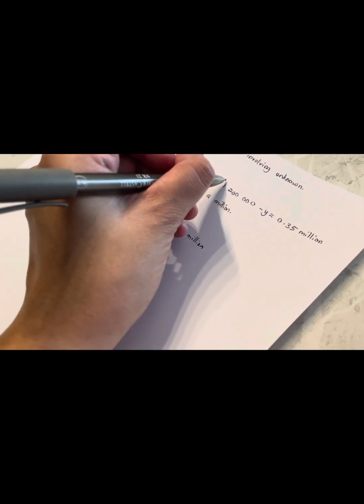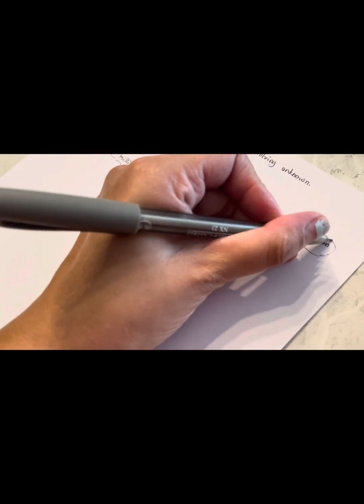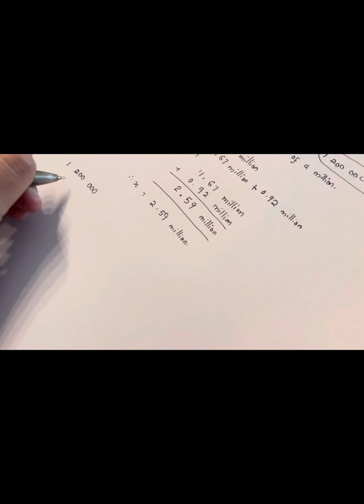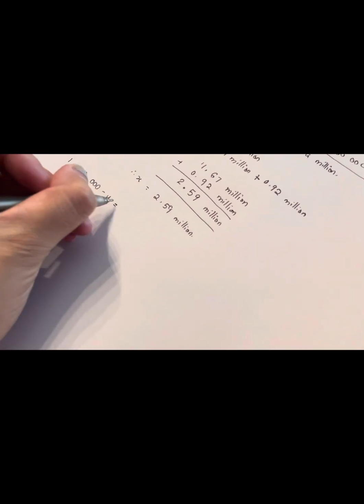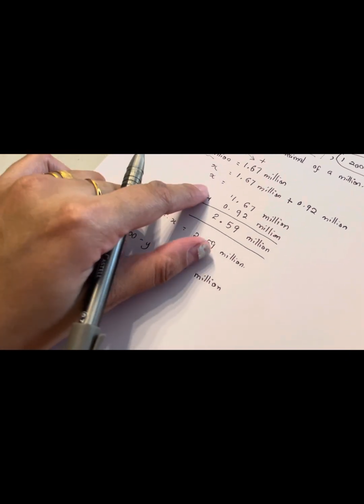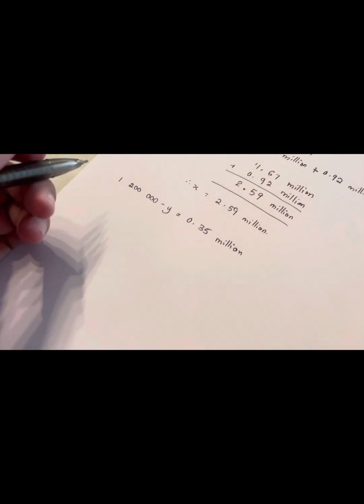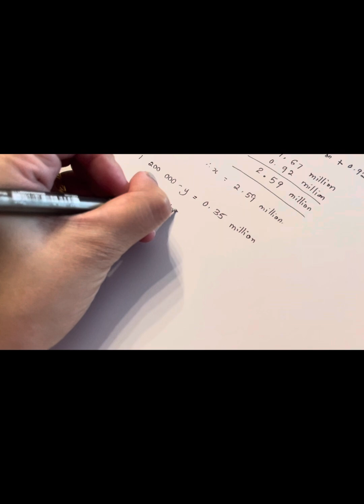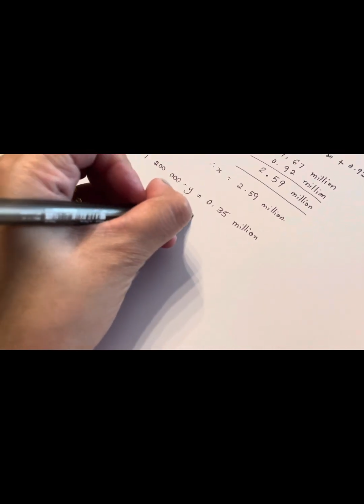How to find y? We use the second information that is given to you. That is 1,200,000 minus y is equal to 0.35 million. So this is the equation, right? So now we are going to find y. As usual, the unknown we have to put at the left hand side, the same as this one. So y is equal to this number. You just copy.